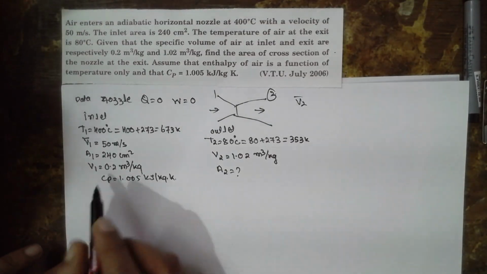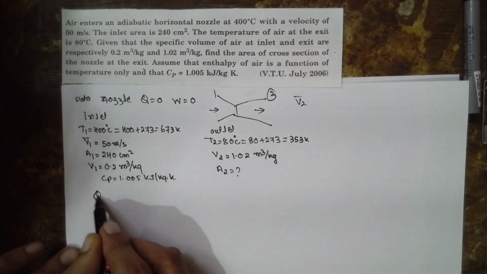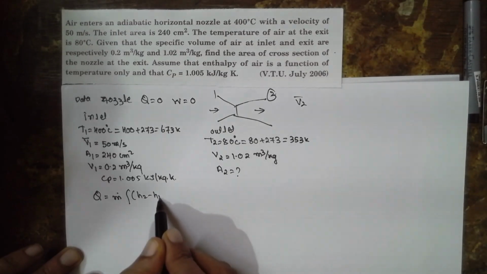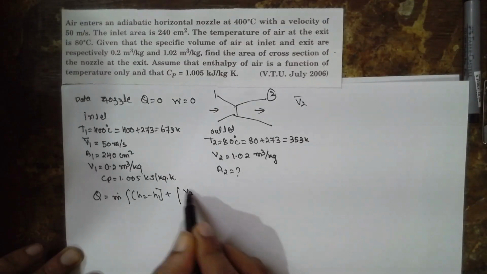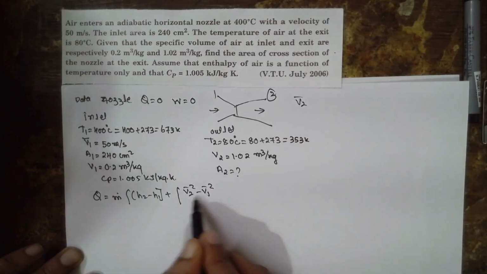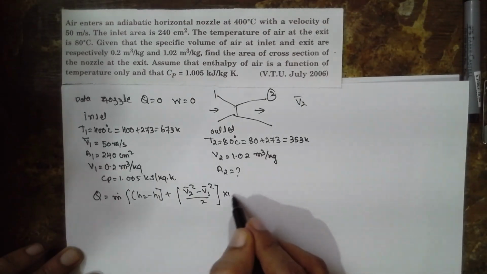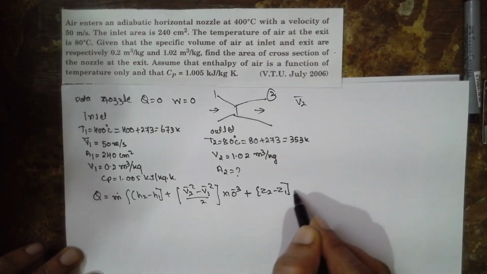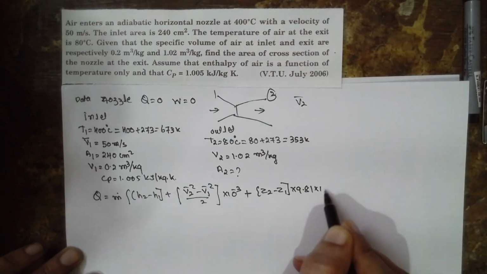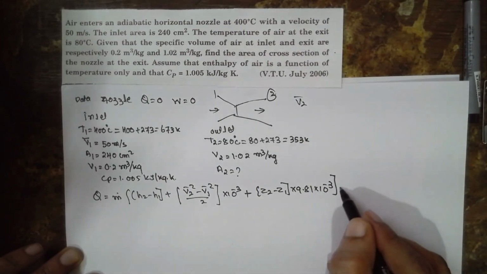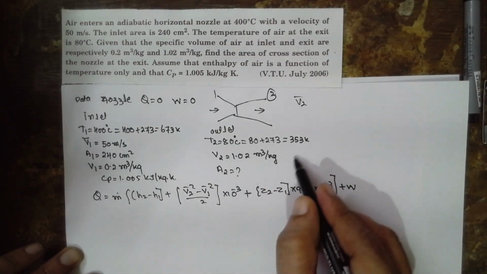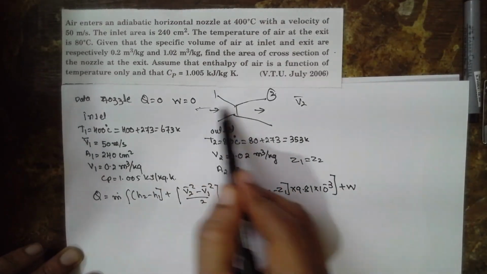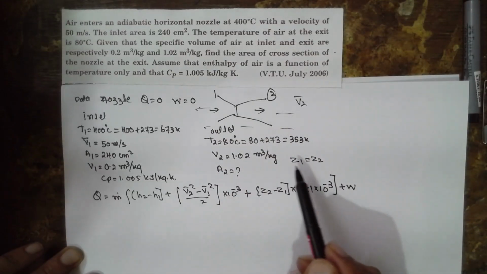Now, we know the formula: Q is equal to m dot times H2 minus H1 plus V2 bar square minus V1 bar square divided by 2 into 10 raised to minus 3, plus Z2 minus Z1 into 9.81 into 10 raised to minus 3, close the bracket, plus W. Here they have not mentioned Z1 is equal to Z2. We have to consider Z1 is equal to Z2 because the heights are the same with respect to the datum. Therefore Z1 is equal to Z2.